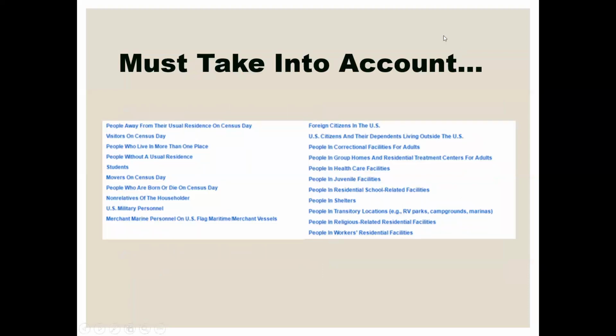With the census, even though the census says it's a complete count, I want you to think about this idea that nothing is perfect, right? There are limitations. So the census misses people a lot of the time: people who are experiencing homelessness, people who are away from their residence, people who are visitors, people who live in many places, students who have multiple residences, right? People who are born on the day of the census, people who are in prison and other facilities, we miss them.